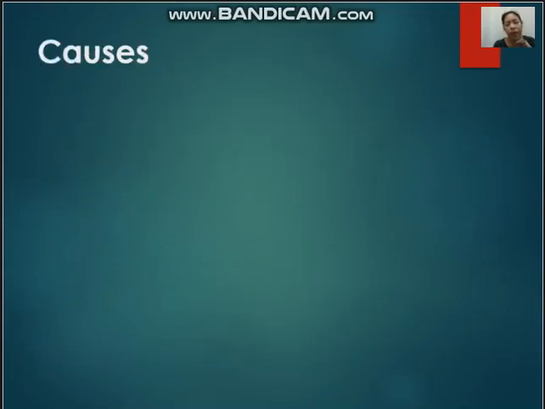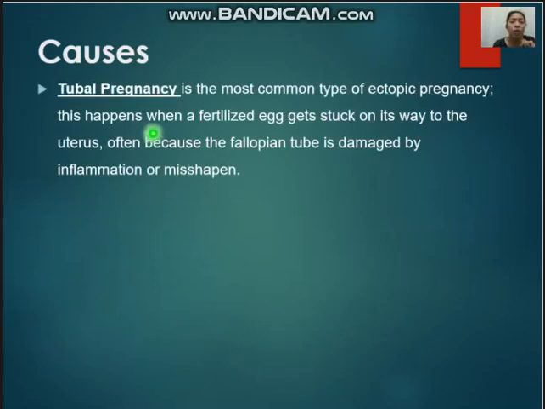Now, what could be the causes of ectopic pregnancy? Unsa may hinungdan nga nung magka-ectopic pregnancy man ka? Now, tubal pregnancy is the most common type of ectopic pregnancy. This actually happens when a fertilized egg gets stuck on its way to the uterus, often because the fallopian tube is damaged by inflammation or is misshapen. Another cause is hormonal imbalances or abnormal development of the fertilized egg. They may play a role in ectopic pregnancy.